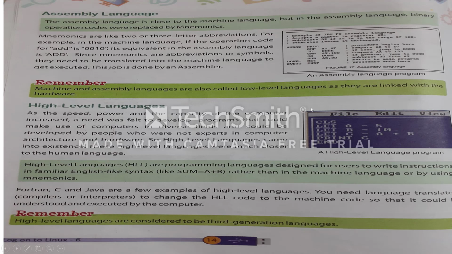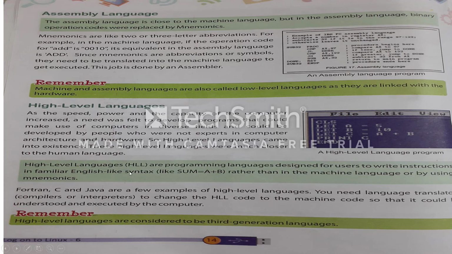Now here on the screen you can see a program which is written in high level language. Here CLS means clear screen. Let A equal 5, B equal 10 and C equal A plus B. Print C. So they have asked to add two numbers. This is the language which we are even able to understand, that here we are adding two numbers. A has the value 5, B has the value 10. But as the computer is a machine, it won't be able to understand this high level language.